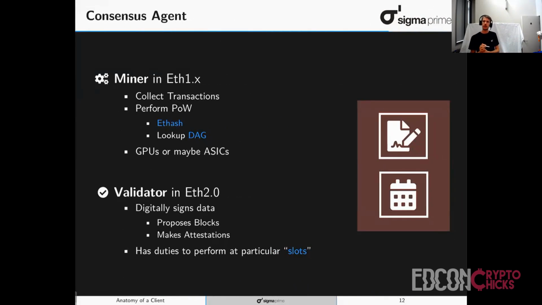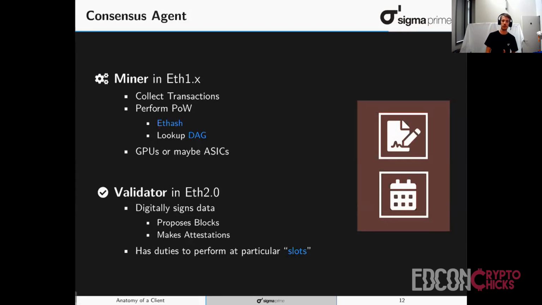The next component I wanted to talk about is what I call the consensus agent. I tried to come up with a general term for what in Ethereum 1.0 is a miner and in Ethereum 2.0 is a validator. And this is a separate component from the blockchain logic in a sense, because it is somewhat optional. You don't need to run a consensus agent in order to interact with the network. And they also have pretty different requirements.